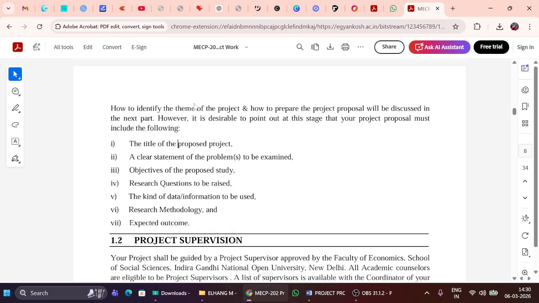Okay, after writing the statement of the problem, the next thing is objective of the proposed study. Okay, what are the objectives of your research work you have to mention in your project work. Then you have to write research question. Research question must be related to your objectives. Okay, you have to write it carefully. It must be related to your objectives.